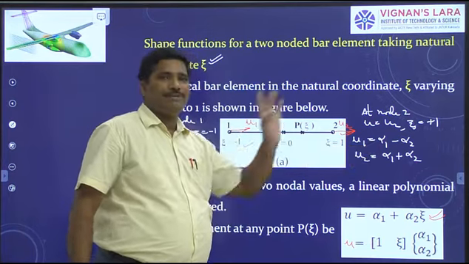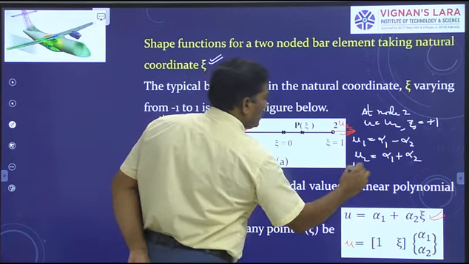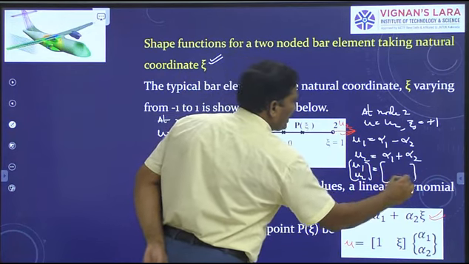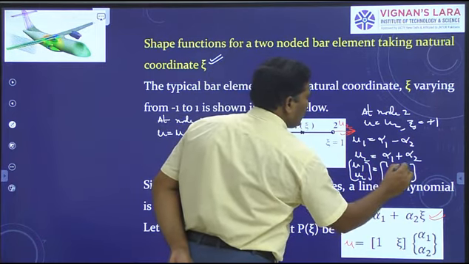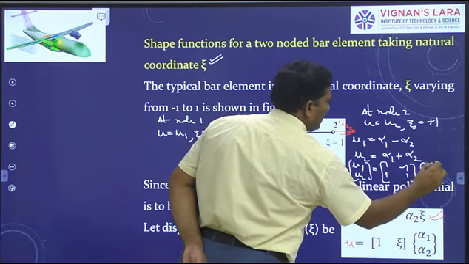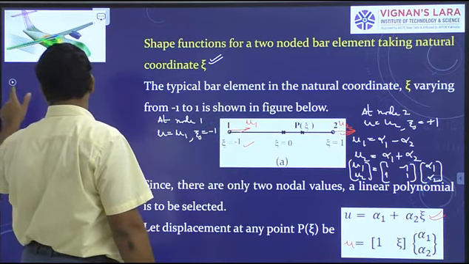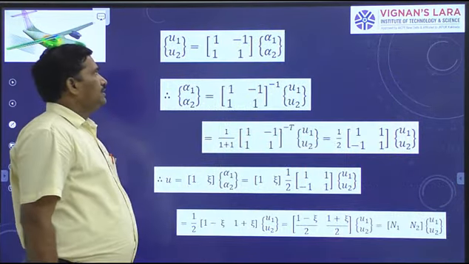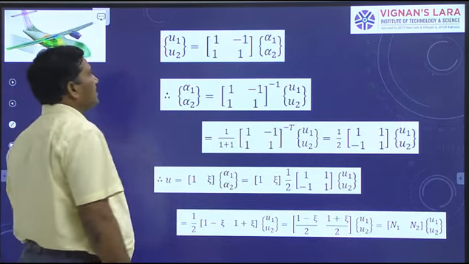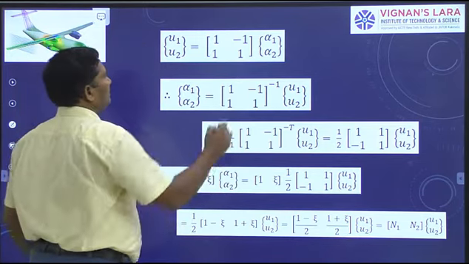Now, can you express this in matrix form? Yes. A column matrix having the elements u1 and u2 equals a 2 by 2 matrix having the elements 1, minus 1, 1, 1 into a column matrix having the elements alpha 1 and alpha 2. This is how we can write. Okay? That is what we have seen here. Right? Now what do we want? Alpha 1 and alpha 2.